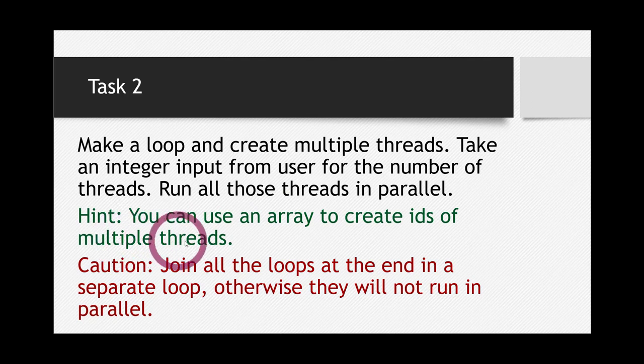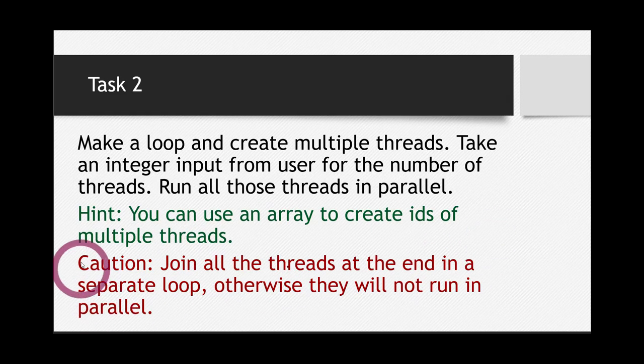And the hint is you can use an array, obviously, to store the IDs of multiple threads and then just run them in a loop. And then there is a caution too: join all the threads at the end in a separate loop. Otherwise they will not run in parallel. Remember that thing I just taught you, that at the join call, the main thread will wait. So the next threads will not be created, right?